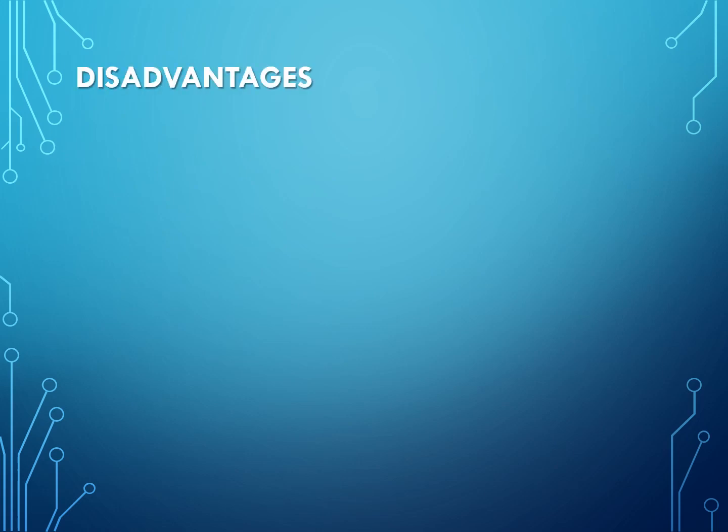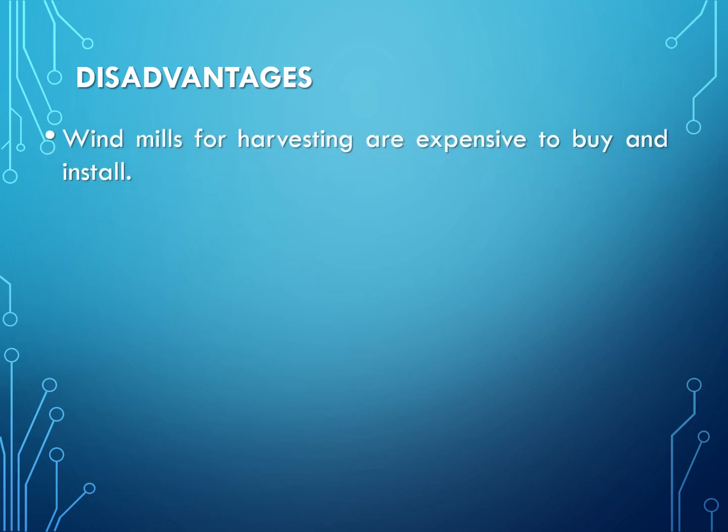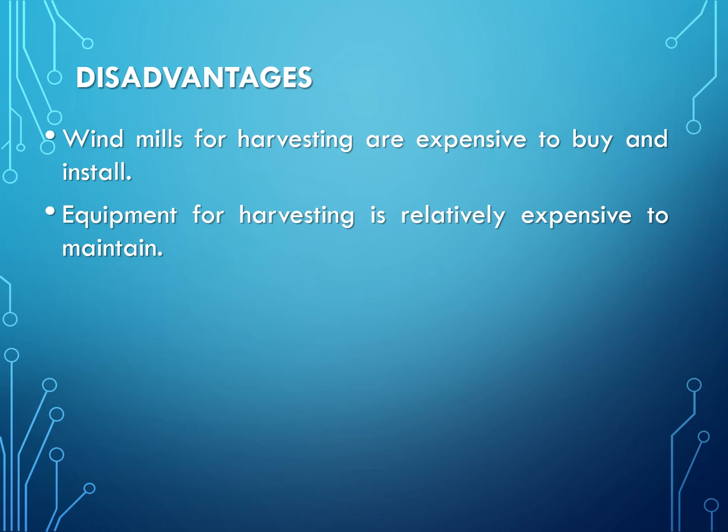We look at the disadvantages. Of course, anything that has advantages will have disadvantages. So one is that windmills for harvesting are expensive to buy and install. They can be relatively expensive to install, especially when you are doing it on a large scale. Then the equipment for harvesting is also relatively expensive to maintain.